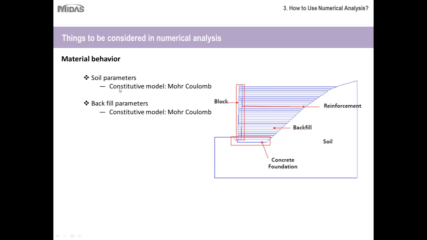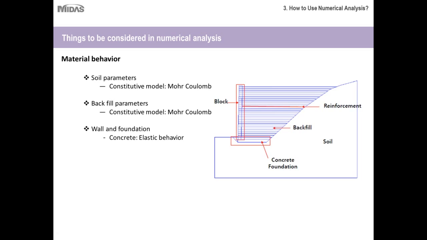So first of all, let's start with soil parameters. For soil parameters, you need to pick the appropriate constitutive model. The most commonly used one is Mohr Coulomb, and similarly for backfill parameters, you can choose Mohr Coulomb as the constitutive material model. Since the two soil types might be different, though still behaving as per Mohr Coulomb, their parameters could be different. So separate field tests should be performed for backfill material and soil material, and use those appropriate parameters for definition of these models. So this is very important.